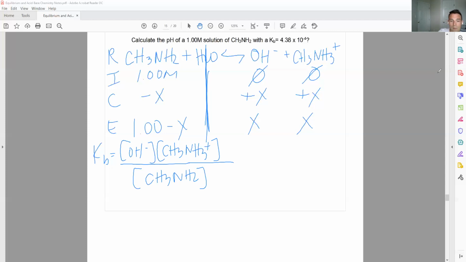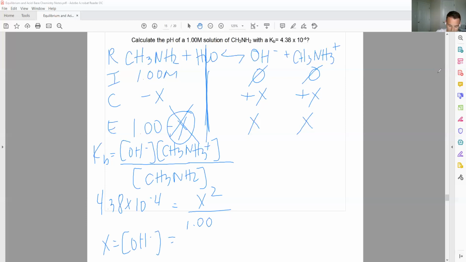Okay. Again, we have a very small Kb. It's to the negative 4th. I'm going to neglect that. So I know Kb is 4.38 times 10 to the negative 4th. That will be equal to x squared over 1.00. It's not always going to be x squared, but a lot of the time it's going to be x squared. It might be 2x squared. Pay attention to that. It depends on your ratio. When you rearrange and solve for x, x will give me the hydroxide ion concentration, which is the thing I care about, which is going to be 2.09 times 10 to the negative 2nd molar.